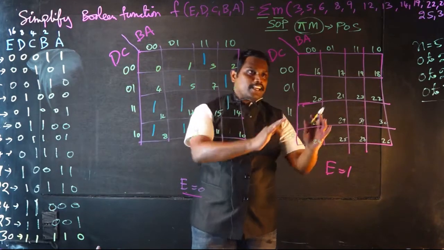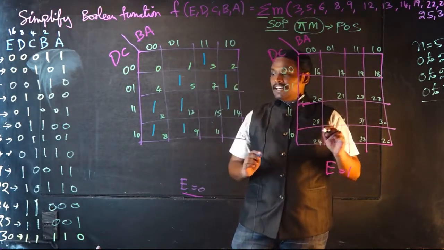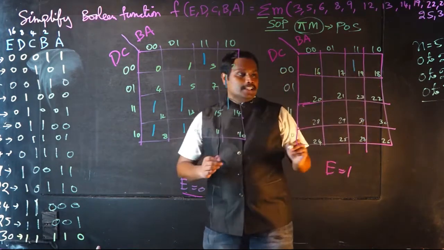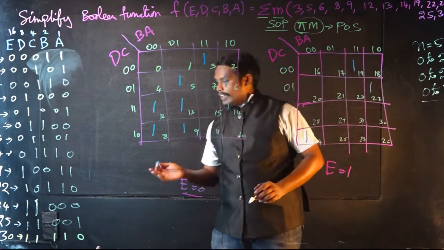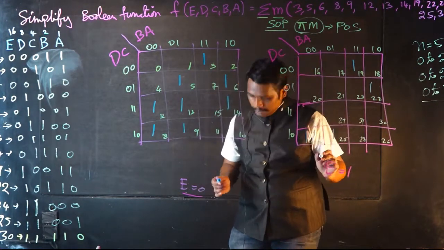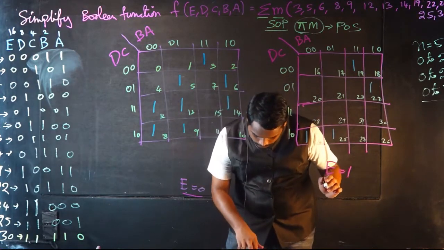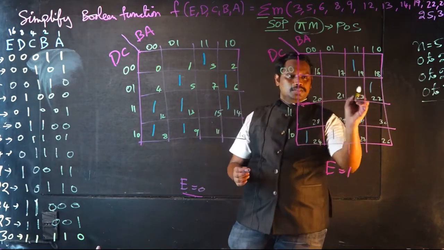So you will go to the second Karnaugh map, which is a part of the same Karnaugh map. It is a 5 variable Karnaugh map. So at 19 you place 1, then 22 you place 1, then 24 you place 1, and 25 you place 1, and then 30 you place 1, right?